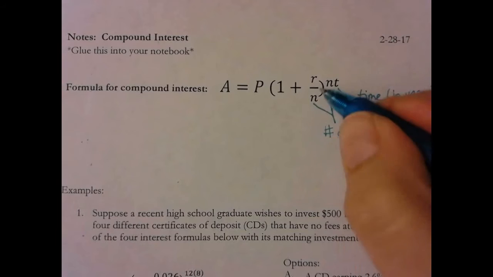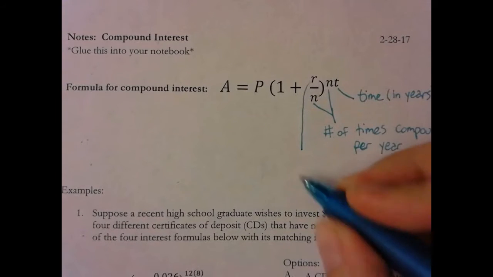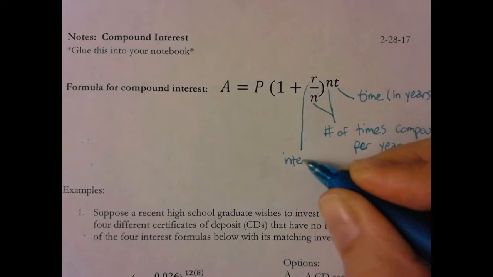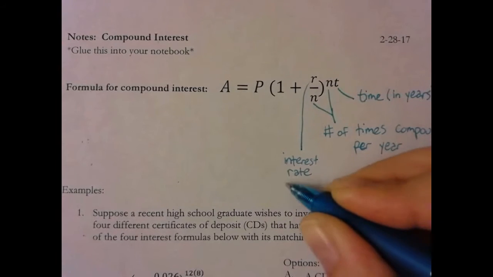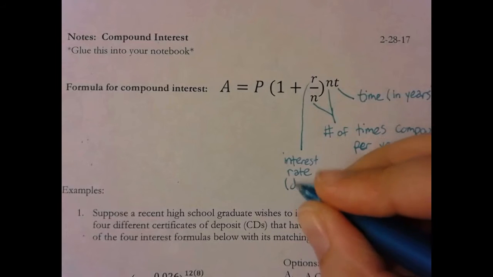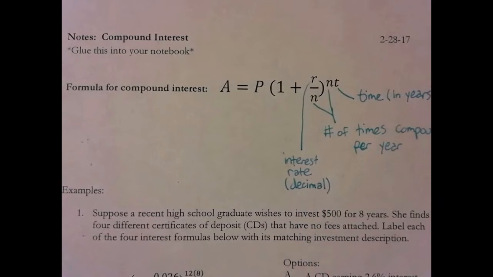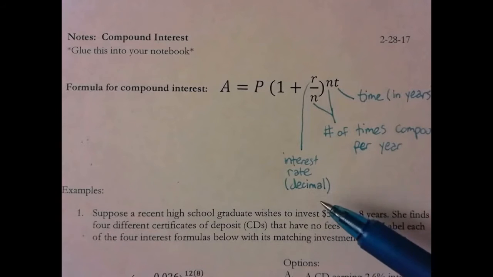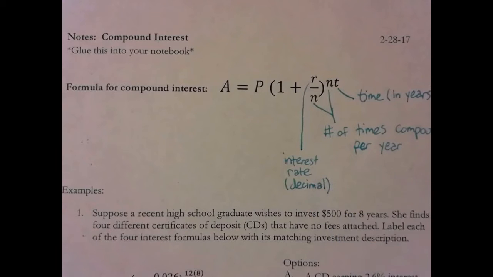Then we see this R. That R is your interest rate. And it's really, really important that you make that interest rate into a decimal. If you're not sure how to do that, hopefully I'll be able to make a link pop up to show you a short video on how to change your interest rate from a percent to a decimal.